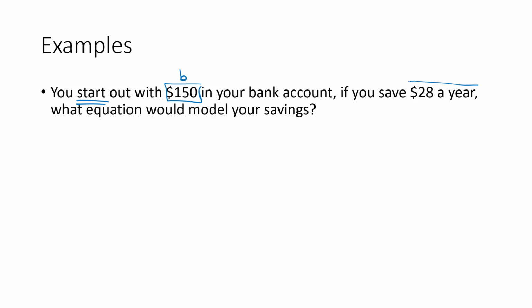We save $28 a year. That is how it's changing. Every year we add 28, add 28, add 28. The change is always your slope. So we know the slope-intercept equation is y equals mx plus b. And because we know where we start at 150, we just have to plug in what we know. y equals m, my slope, the $28 a year, times x plus b, which is the $150. And this equation will tell us how much is in our savings account after 2 years, 3 years, 4 years, and 5 years.